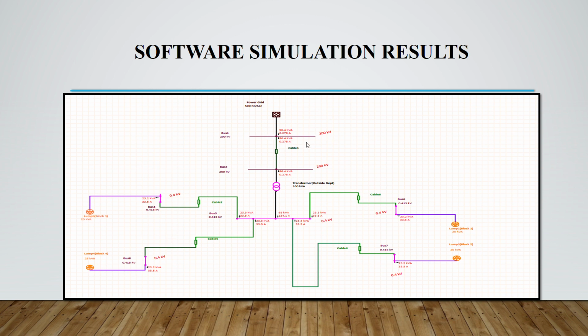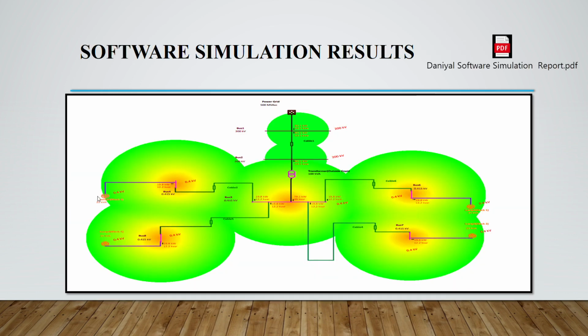This is a circuit diagram of the load flow analysis of the mining engineering department. This red area shows the software simulation results of the mining engineering department. This red area especially shows that this circuit is under voltage.